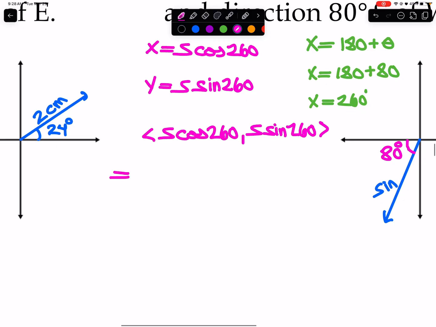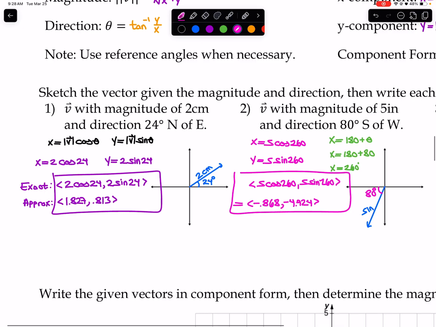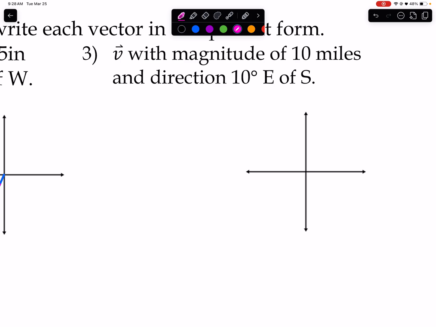When I do approximate form, I'm going to plug in 5 cosine 260, which is going to give me negative 0.868. And then 5 sine of 260, which is going to give me negative 4.924. So depending on the type of answer we want, that would be your value. I would definitely recommend trying number 3 on your own, and then we'll see how you do.